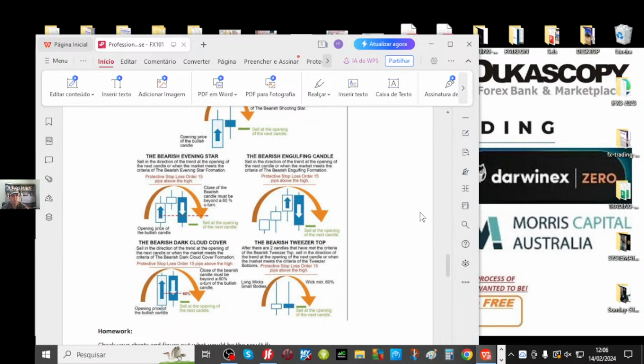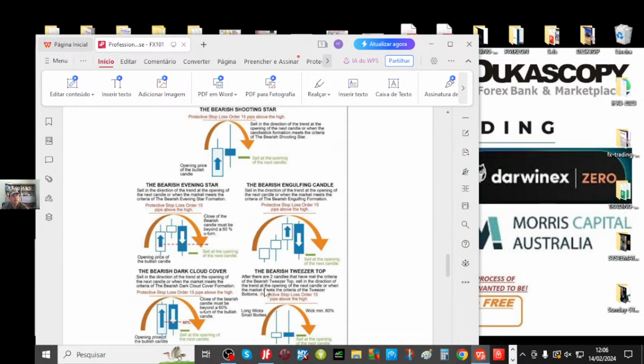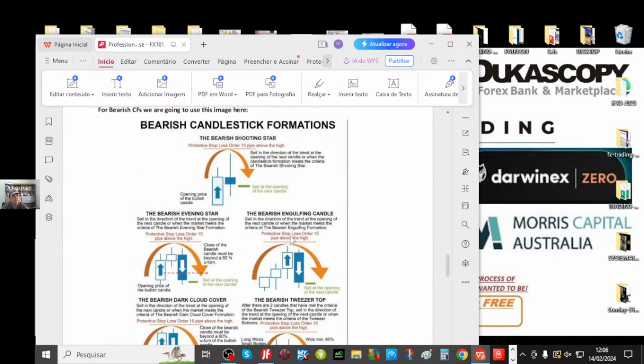Why downtrend? Because we had the rule from yesterday, right? In an uptrend, I'm going to only buy and only buy, and I'm never, ever going to sell. Bearish candlestick formations. Again, this is from the internet, this is not mine. And when you are in a downtrend, you are going to just sell, right? You are not going to buy.